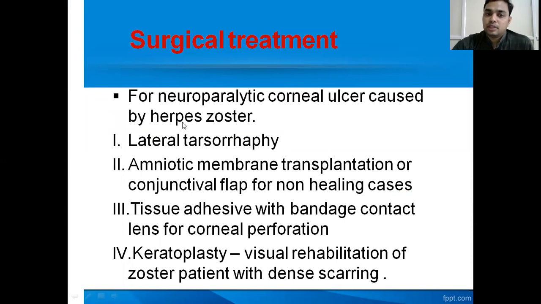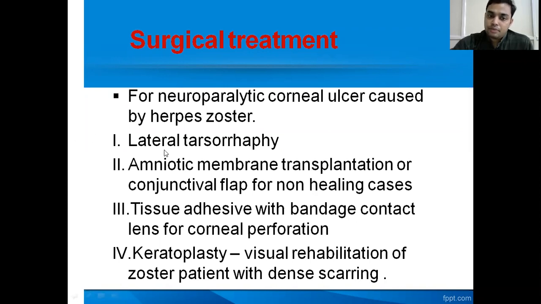As sequelae, we see ptosis, trichiasis, entropion in herpes zoster ophthalmicus. In case of neuroparalytic corneal ulcer, as there is incomplete closure of the eyelids, we do lateral tarsorrhaphy. This is a surgical approach where we suture both the eyelid margins together so that the opening of the eyelids is reduced, limiting the exposure of the eyeball and thereby promoting the healing of the ulcer.